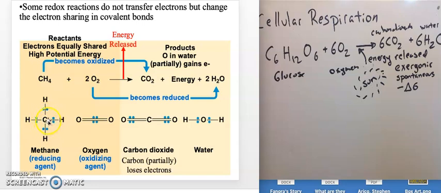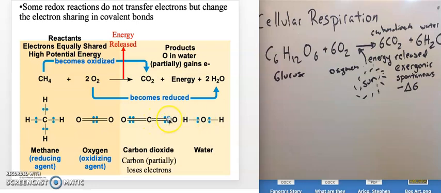So in methane, the electrons are equally shared in nonpolar covalent bonds between the carbon and the hydrogen. And the oxygen gas also shares the electrons fairly because the oxygens are equally electronegative. When methane and oxygen react, we form carbon dioxide and water, which are the same products of cellular respiration. The oxygens are much more electronegative than the carbon. Likewise, the oxygen in water is more electronegative than the hydrogens.